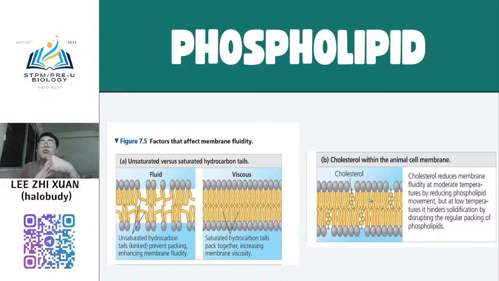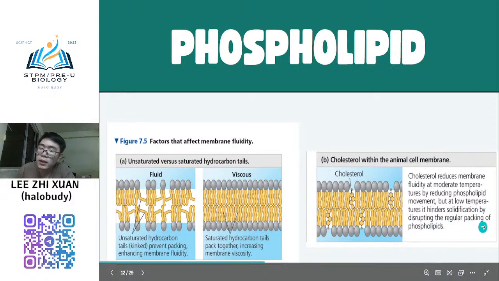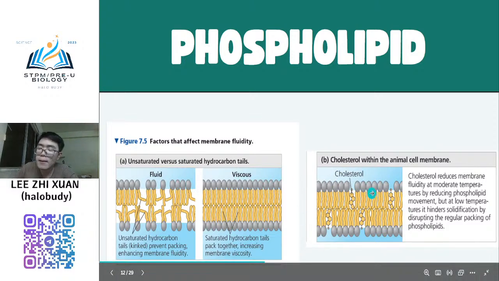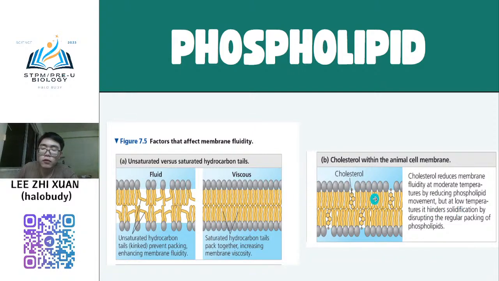Right? If it moves too rapid, it is also too soft compared to the weakest one. Okay, but at lower temperature, it will hinder the solidification by disrupting the regular packing of the phospholipids. If you know that in very low temperature, they will become packed to each other, right? Like solid. If you lower the temperature, the solid particles are packed very tightly to each other. So the cholesterol function is to prevent the solidification, to prevent the phospholipid bilayer from packing tightly to each other.